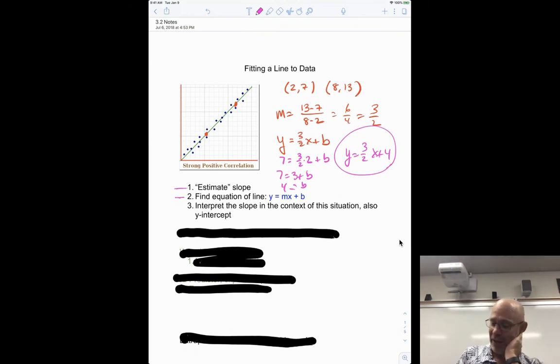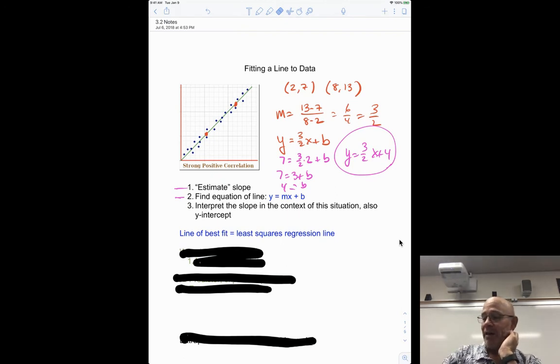We estimate the slope, we find the equation. We're going to do some interpreting in this chapter. The slope and the y-intercept will have some real-world application. So we'll talk about that a little bit. But what we're going to do is find the best line. So there is a best line. And by definition, it's called the least squares regression line. So if you hear me refer to the line of best fit, I mean the least squares regression line. The more technical term, of course, is least squares regression line.